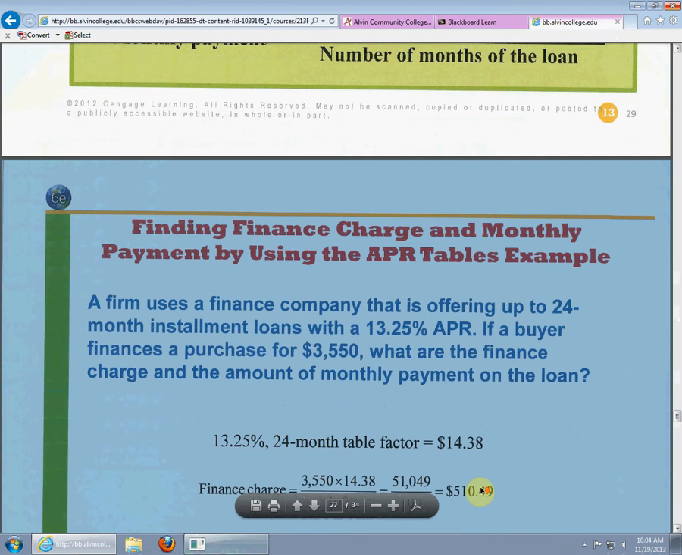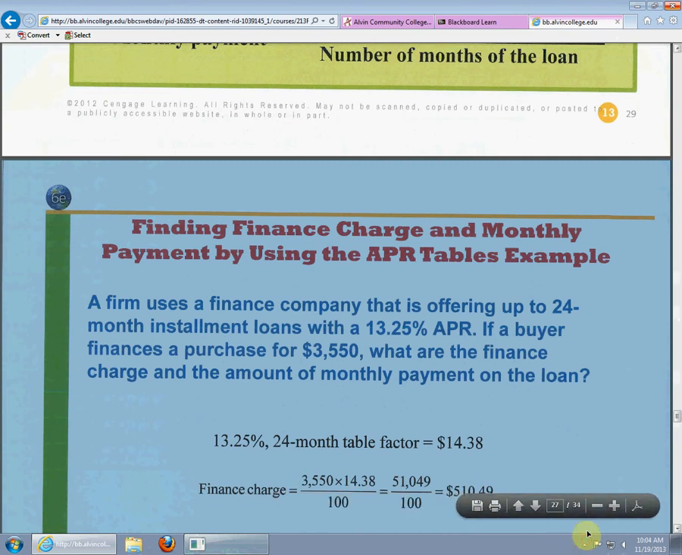So we take that amount, and for step 2, we take the amount financed, which was $3,550 in our problem, and we multiply that times a table figure of $14.38. And so this will be the finance charge, $510.49.